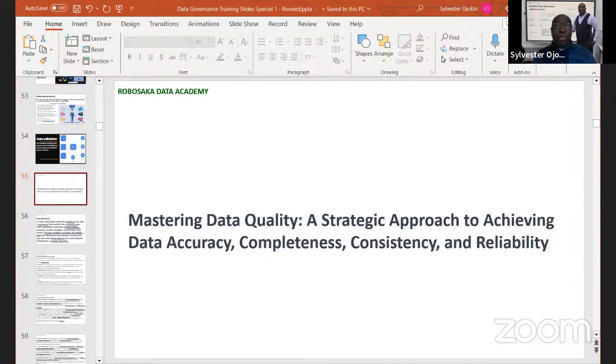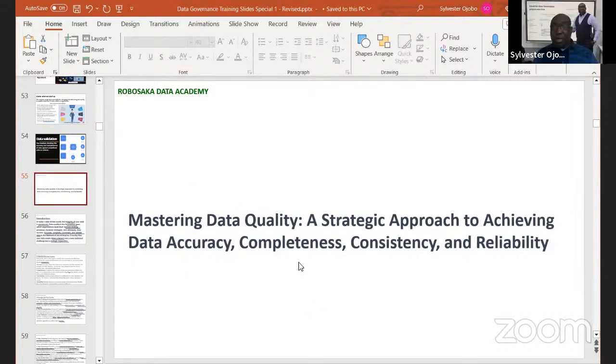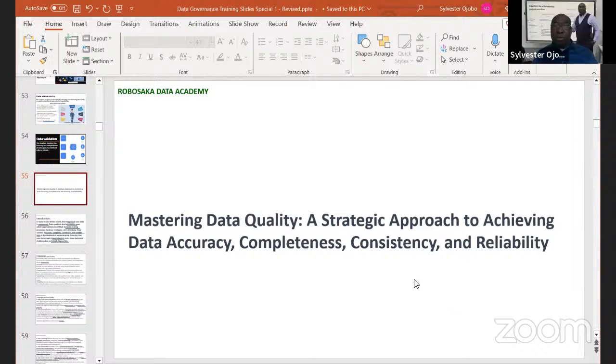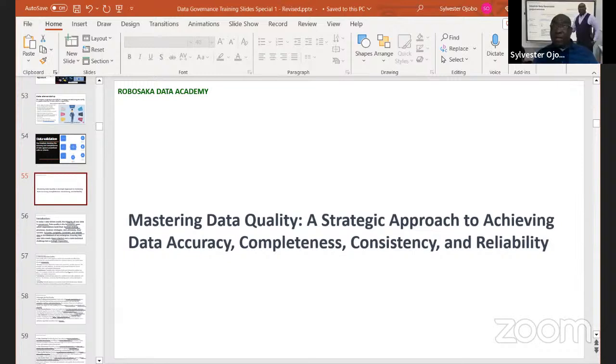Now people will join from any angle, but we cannot wait for anyone again. So what can you see here? Mastering data quality. What I'm talking about is data quality in data governance. Please don't play with this. It's a strategic approach to achieving data what? Data accuracy and what? Completeness. Thank you. Consistency and reliability. Wow, in fact, so clever people you are.